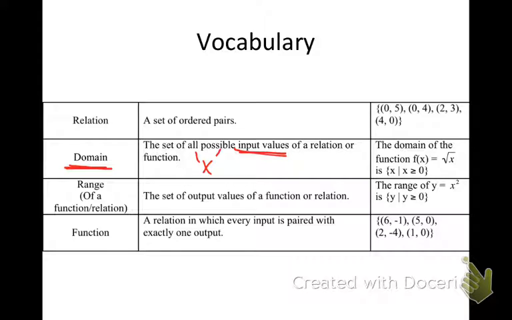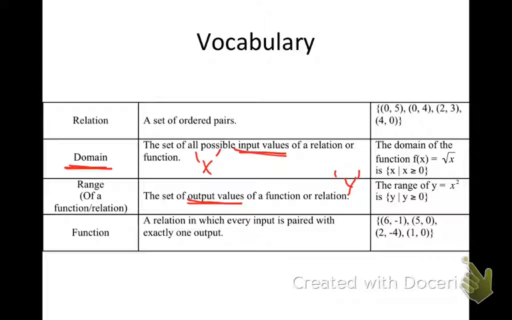Now, range. A lot of times people think of range with central tendency, like the range of numbers is the biggest one minus the smallest one, right? Okay. Range of a function though is the set of output values. If domain is my x values, range is my y values. Okay? So domain is x, range is y. Two key terms there: domain x, range y.